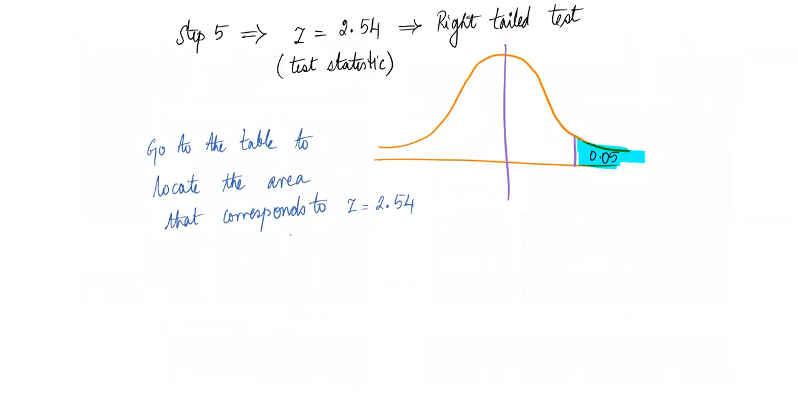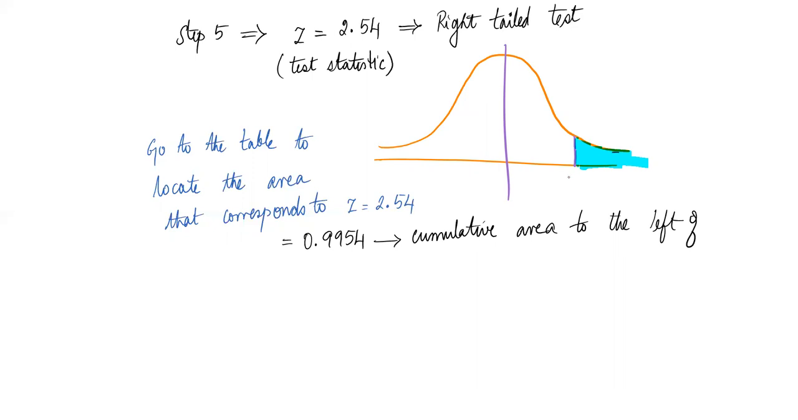That area corresponds to 0.9954. That is 99%. So clearly you can see that I'm going to kind of remove the 0.005 because we just wanted the right-tailed. So 0.9954 is the area, the cumulative area. This corresponds to the cumulative area to the left of this Z equals 2.54, right?